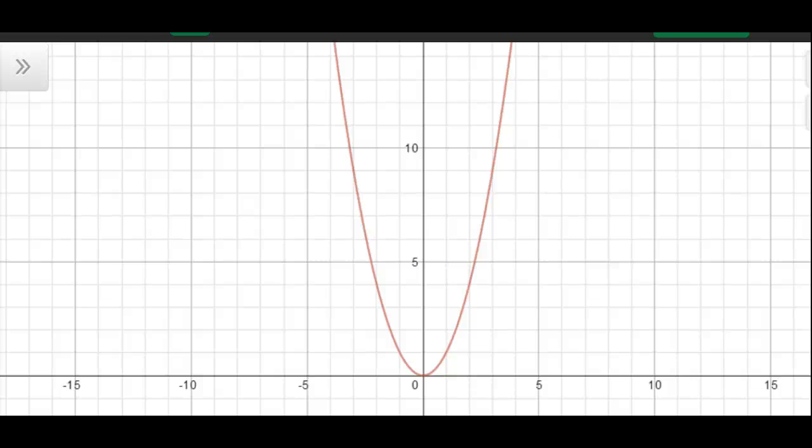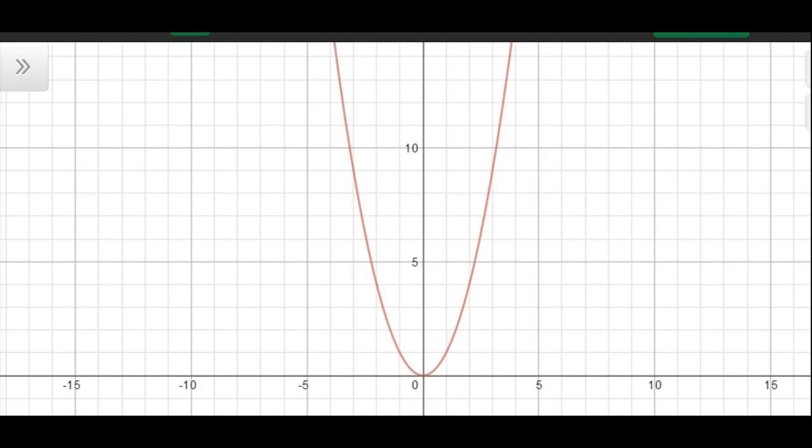Now remember, it's symmetrical about, in this case, the y-axis. So if I move 3 units away from the y-axis and go up 9, then if I move 3 units this way, to the left of the axis of symmetry, how far up do I have to go? 9, right, because it's symmetrical.